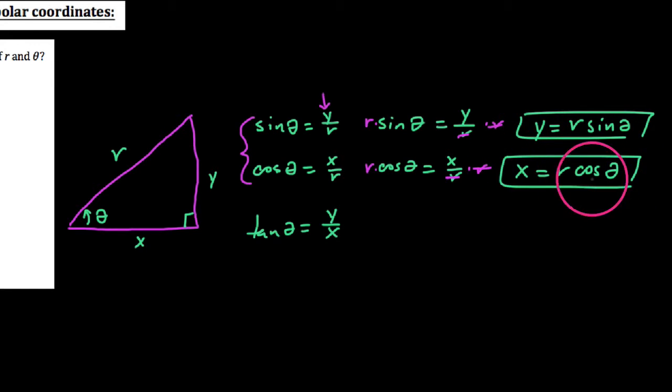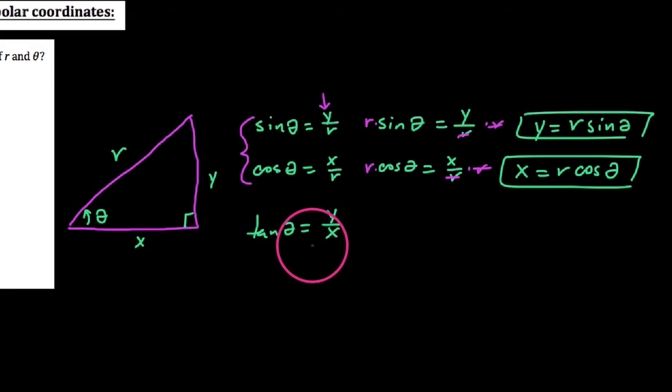And so this is very important, very imperative, that we know that y in terms of r and theta is r sine theta, and that x in terms of r and theta is r cosine theta. So we say x is very cosine and y is very sine.